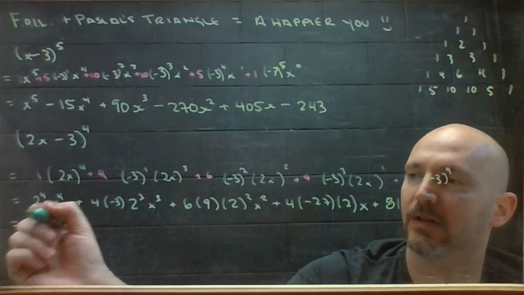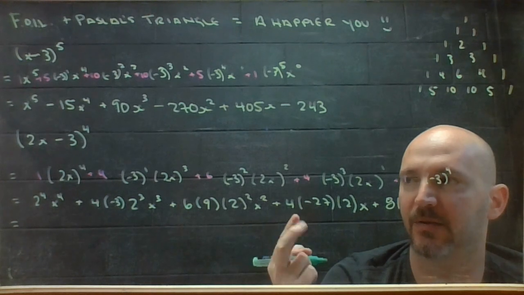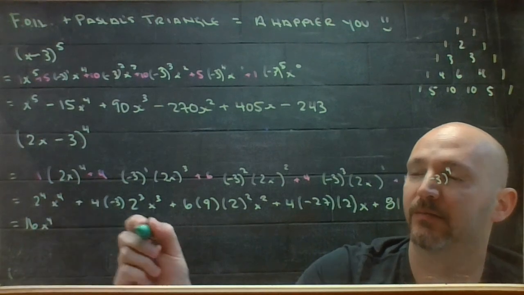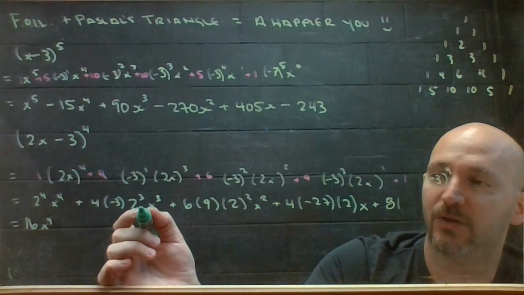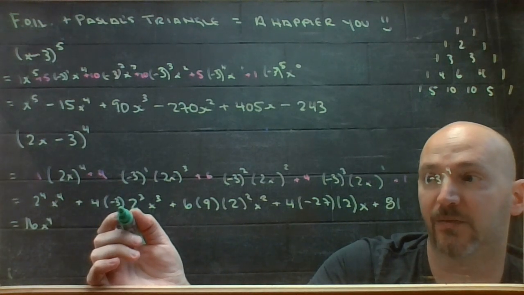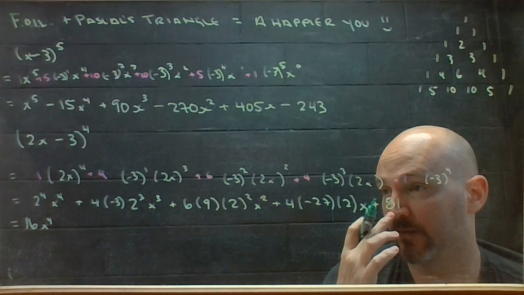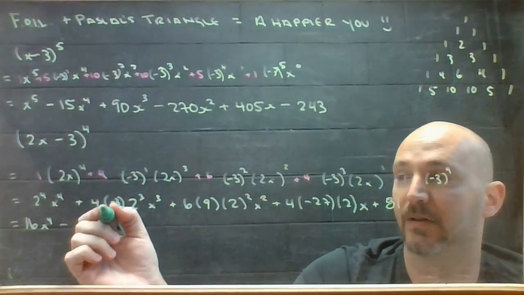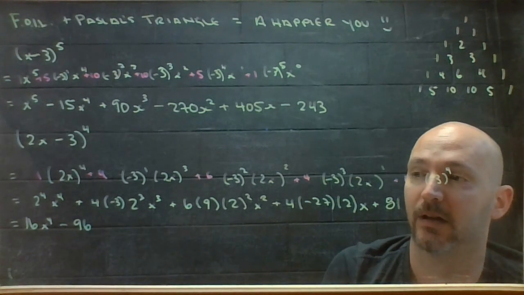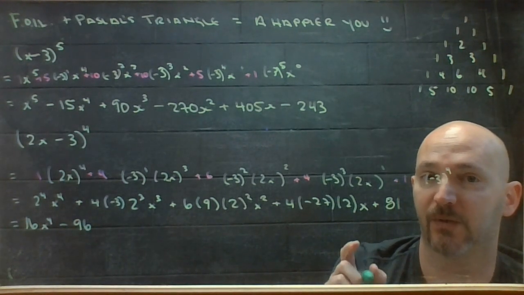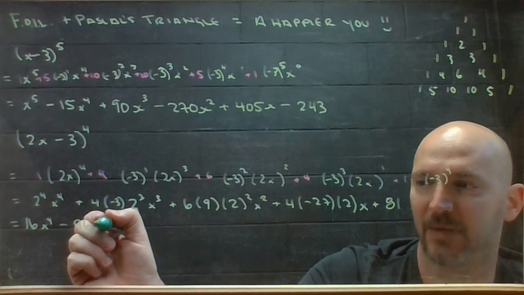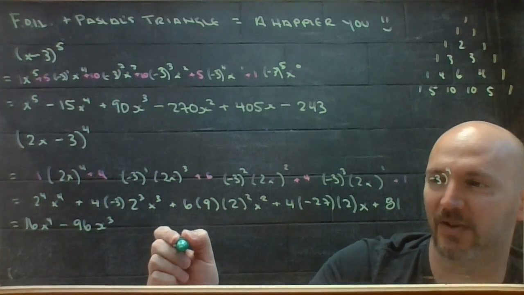Okay. 2 to the power 4, that's 2 times 2 times 2 times 2. It gives me 16 x to the 4. 2 cubed is 8. 8 times negative 3 would be negative 24. And negative 24 times 4 would be negative 96. At some point, you should feel free to use a calculator. I'm probably going to abandon my mental math in a minute because I'm not sure I trust it at this point.